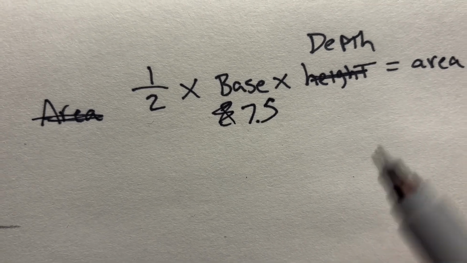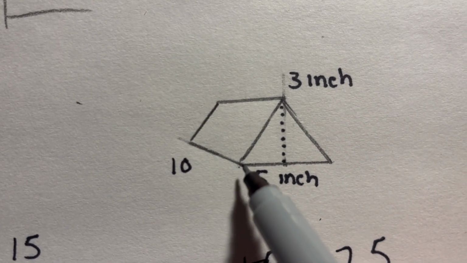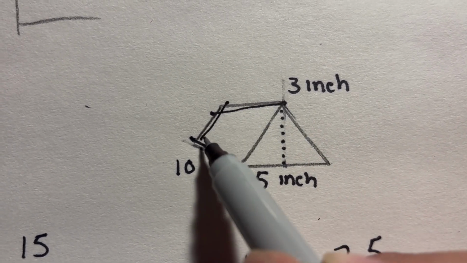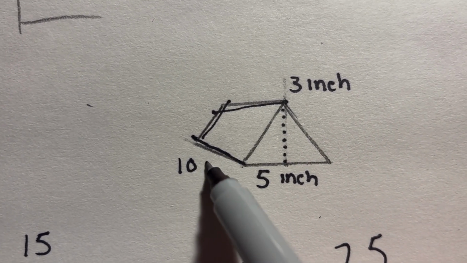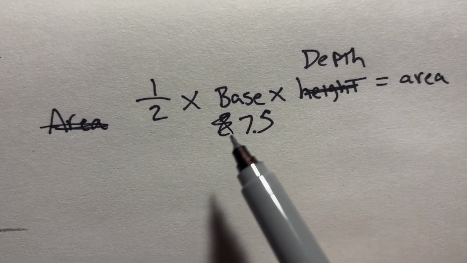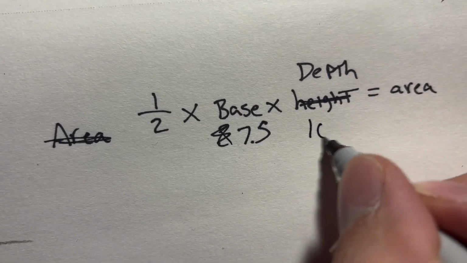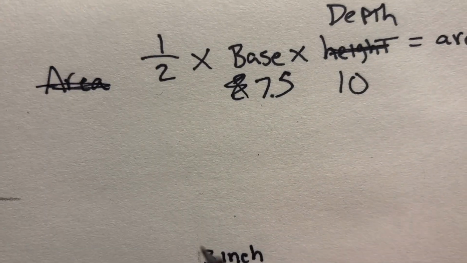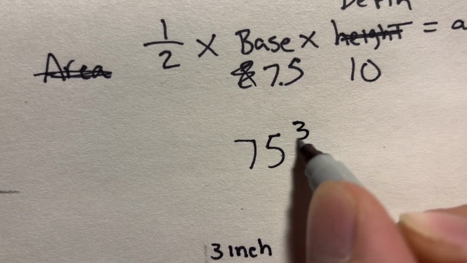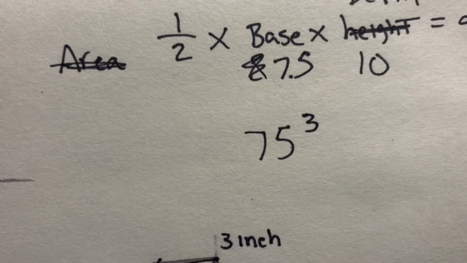Then multiply that by the depth. Depth is going back, right? If you extend it backwards, it's the depth. Let's just say that's 10 inches. So now you take 7.5 times the depth, which is 10, which turns out to be 75 cubed, since we're working in 3 dimensions, and that's the volume of that triangle.